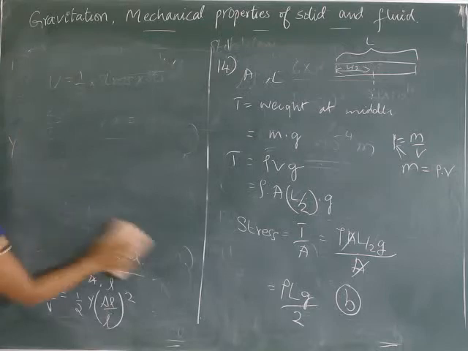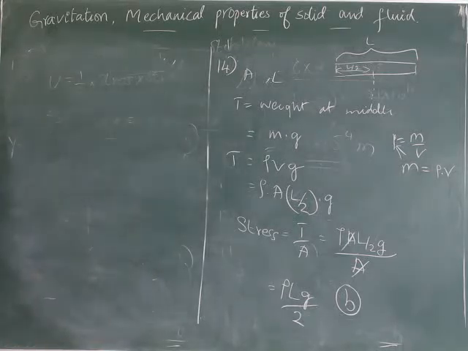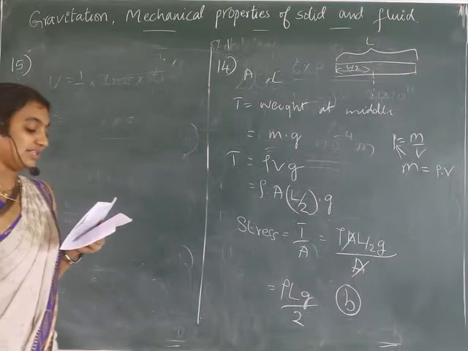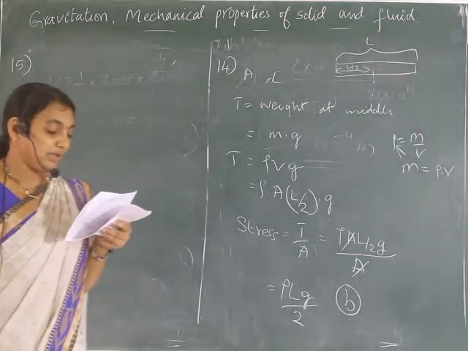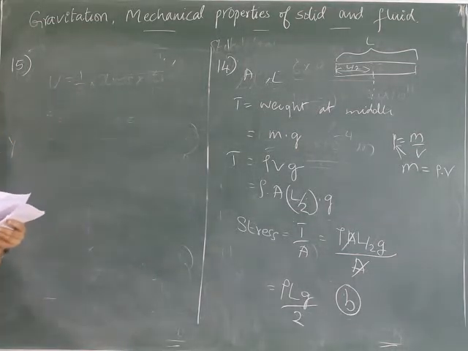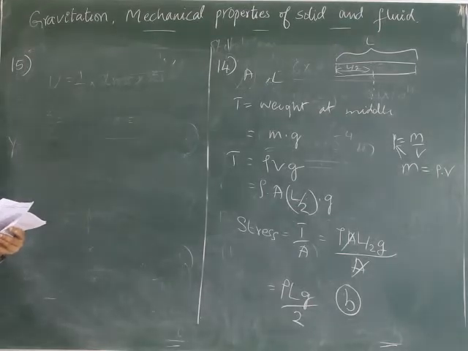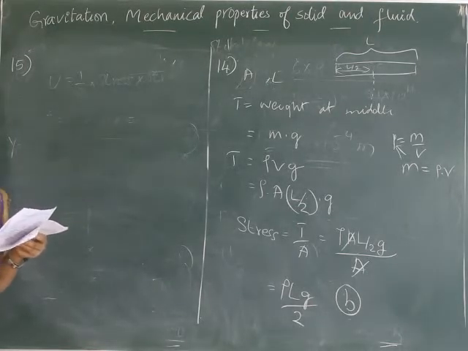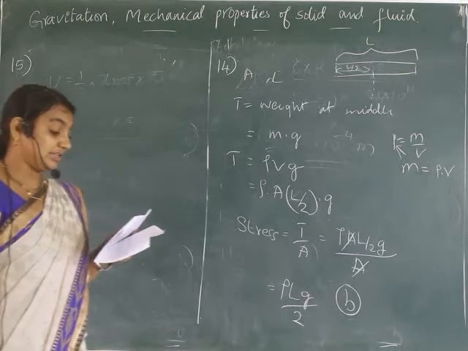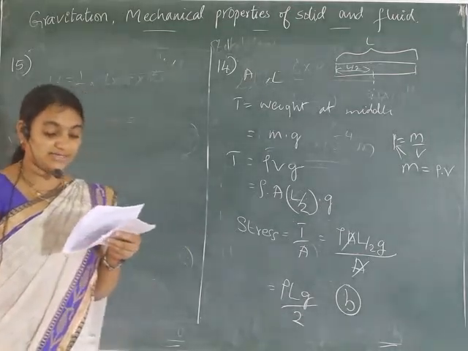Next, 15th problem. Can you help me for the 15th one? The Young's modulus of brass and steel are respectively given. A brass wire and a steel wire of the same length are extended by 1 millimeter under the same force. Radii of the brass and steel wires are RB and RS respectively. Then the relation between RB and RS they have asked.